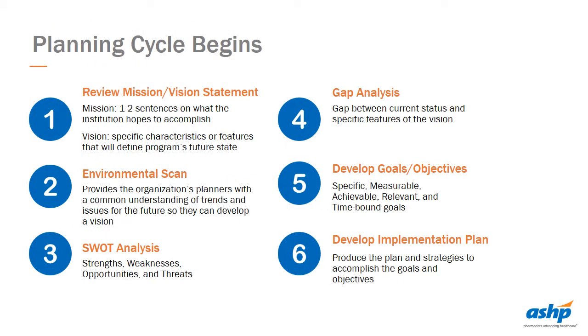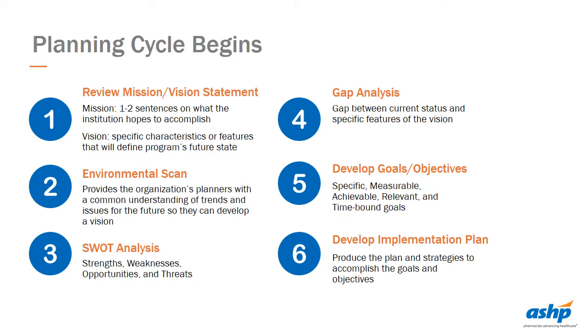The second phase in strategic planning is when the planning cycle begins. The planning cycle contains 6 components. The first component is to review the mission/vision statement. This builds on the pre-planning step. This ensures that the mission and vision statement is up to date with the program's values since the last time it was updated.